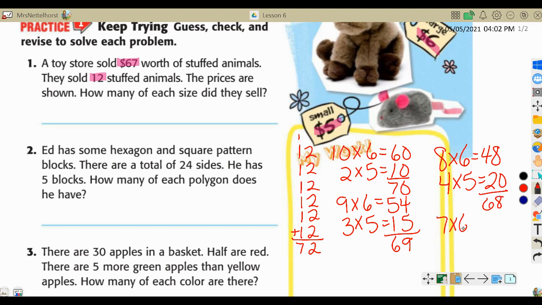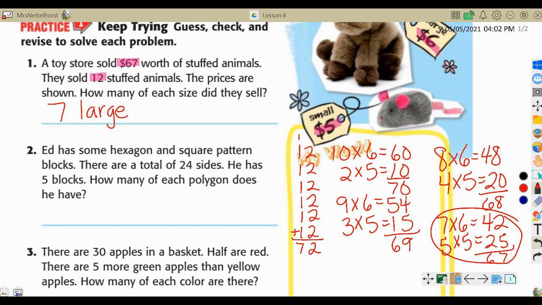7 times 6 equals 42. And 5 times 5 equals 25. Oops, 25, which is 67. Winner, winner, chicken dinner. So 7 large animals and 5 small. Oops, that's not a 5. There we go. 5 small.